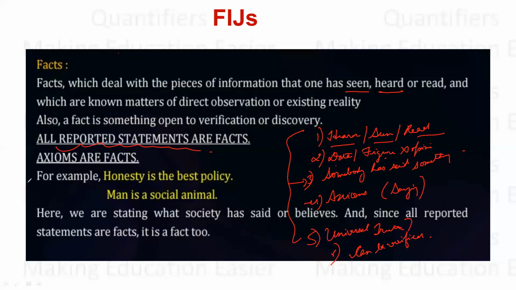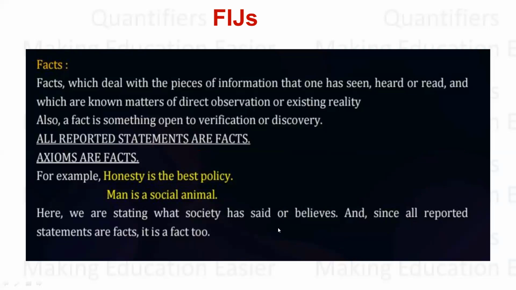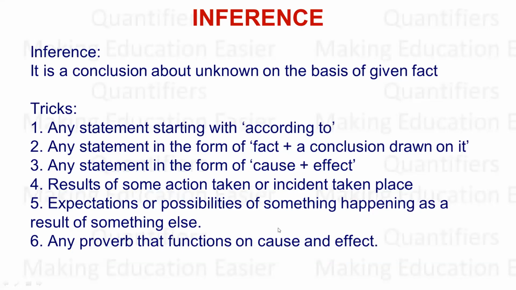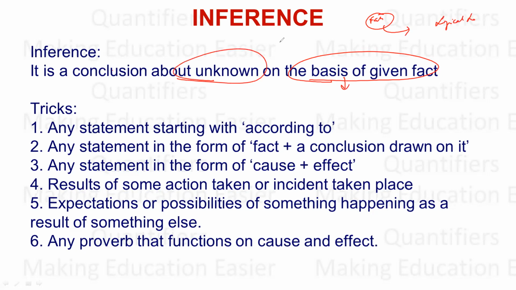Now let's go and understand what inferences are. I hope inference is not a dreadful term for you and you don't fear inferences anymore, because you've done a lot of inferences in your CAT RCs. So an inference is any statement that is a conclusion about the unknown on the basis of a given fact, anything that can be logically derived. There are some facts given to you on the basis of which you logically derive something unknown, and that becomes your inference. Let me give you an example here.